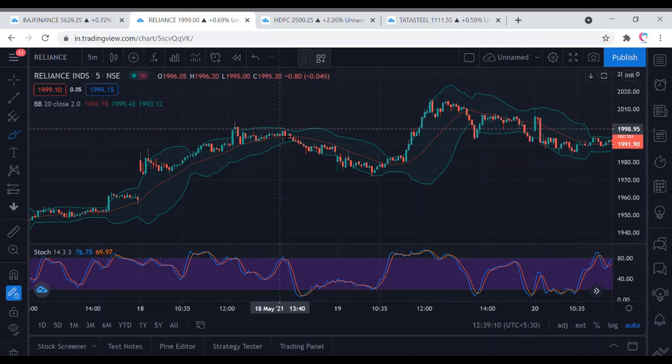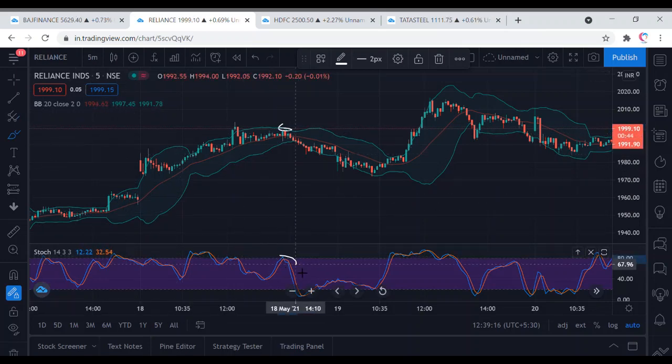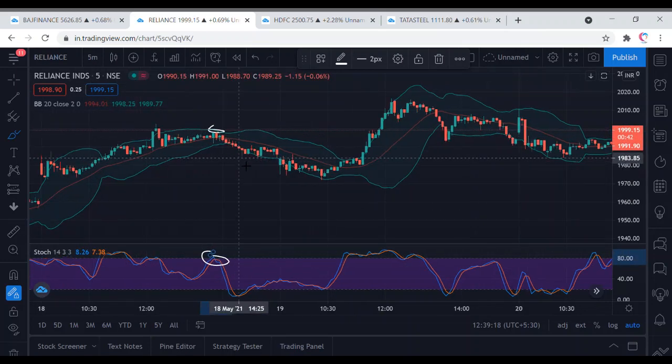Okay, so now we are on the Reliance 5-minute chart. On 18th of May, you can see the price came near and touched the upper Bollinger Band, and you got a sell signal from the stochastics. So you got a sell signal at around 1995 with a stop loss at 2000.